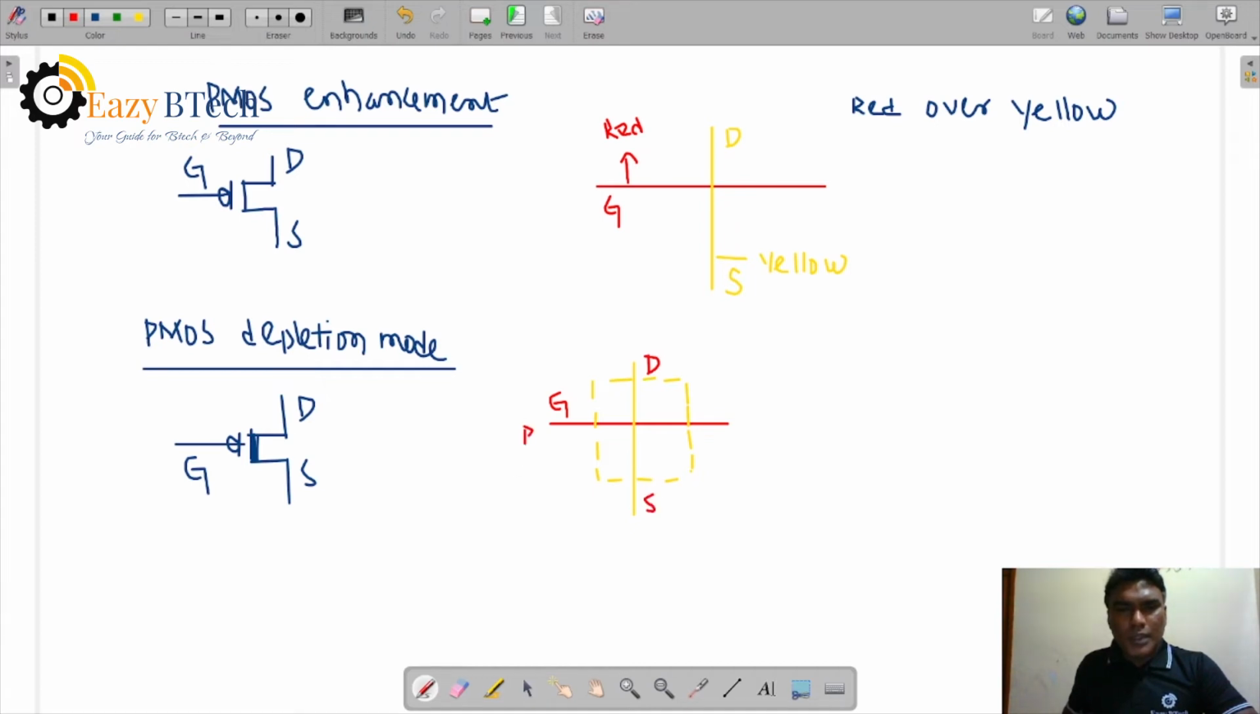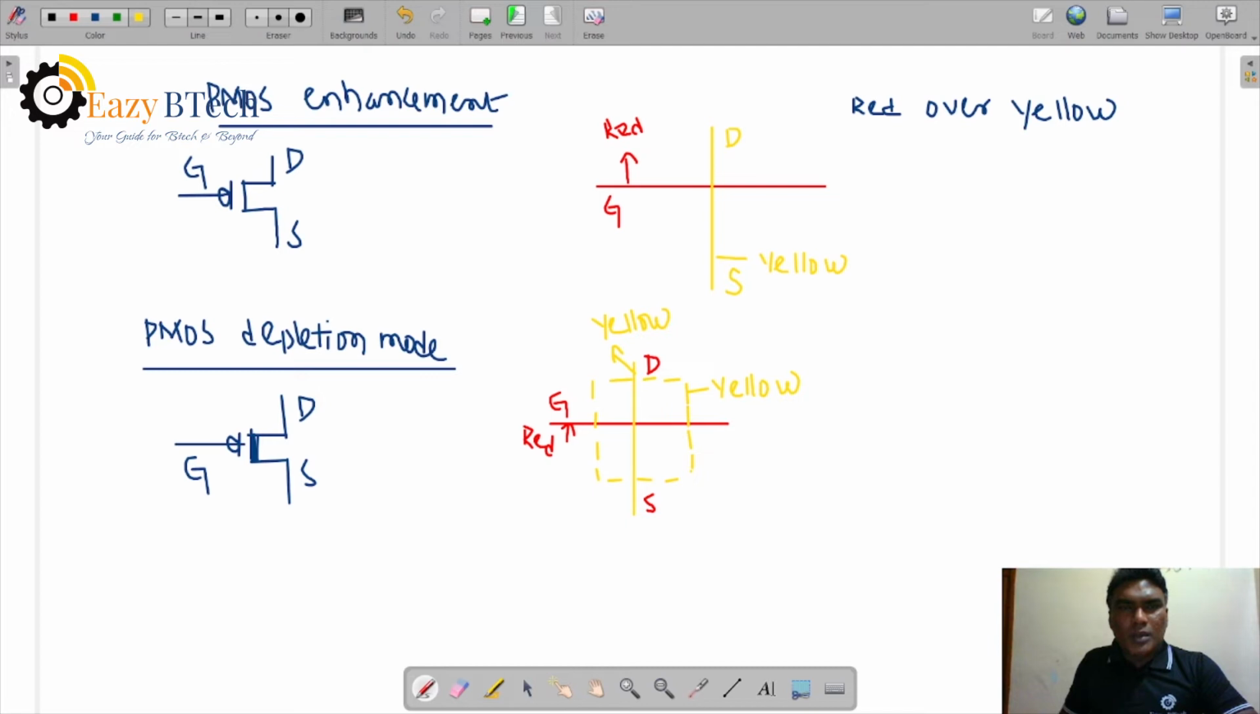So here the color of the gate is red, and the dotted line is a yellow dotted line. Drain and source are represented in yellow, with the yellow dotted line. Mostly we use the enhancement mode transistor, and less the depletion mode transistor.